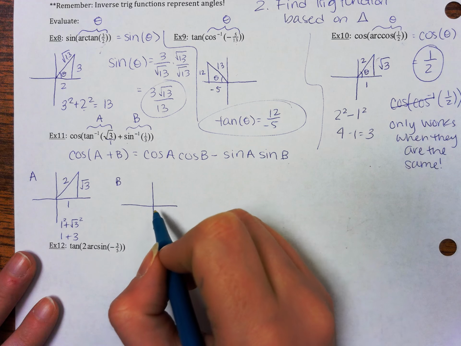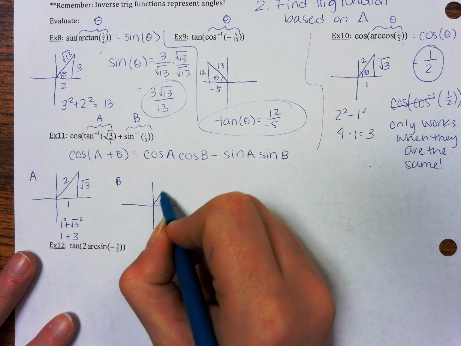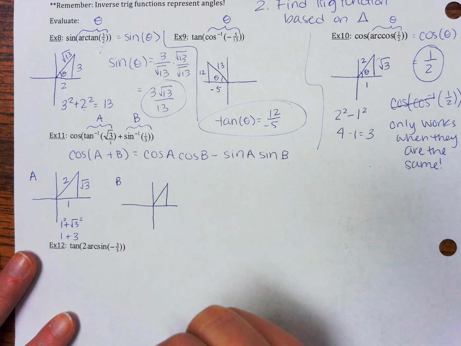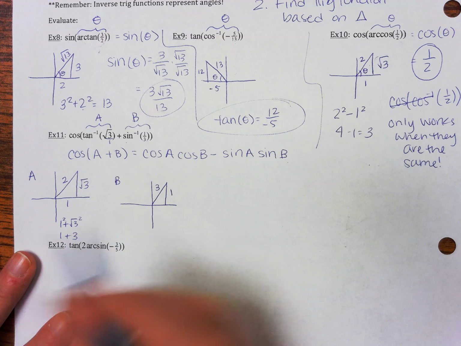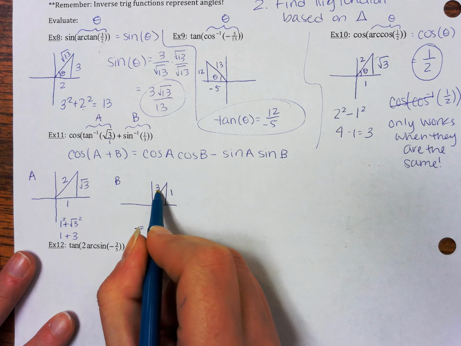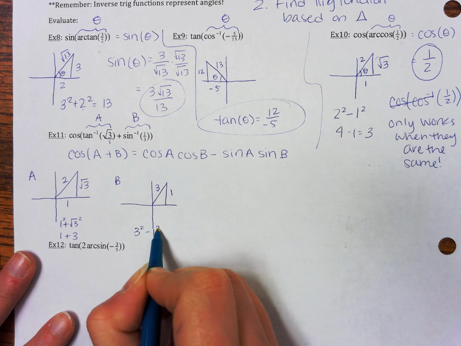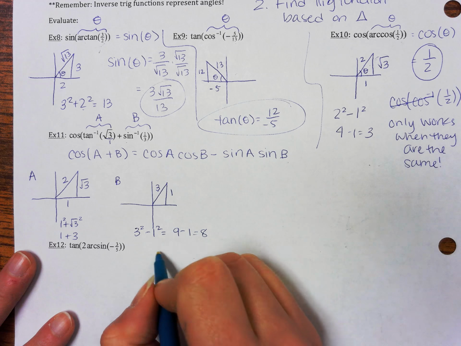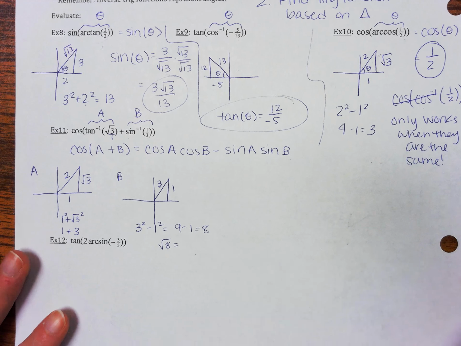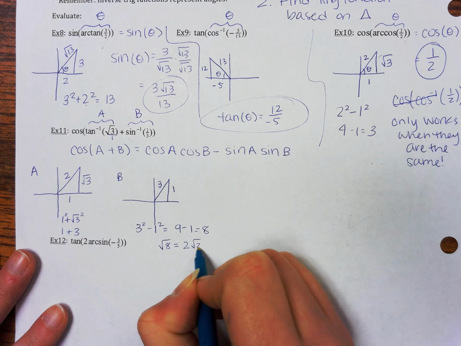Okay, and then we're going to do the same thing for B. In this case, again, we're in quadrant 1 because our sine is positive. Opposite over hypotenuse. If we try to solve that, we'll have 3 squared, our hypotenuse, minus 1 squared. 9 minus 1 is 8. Root 8, if we simplify that, is 2 root 2.